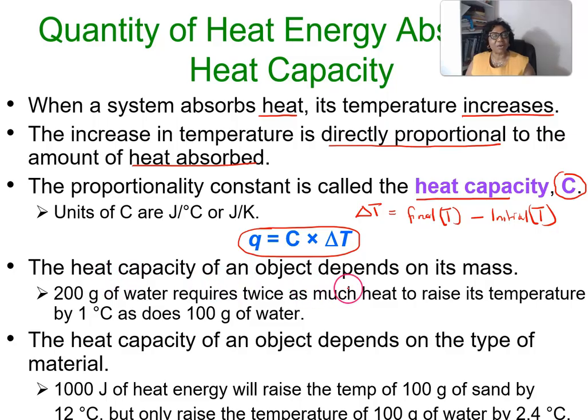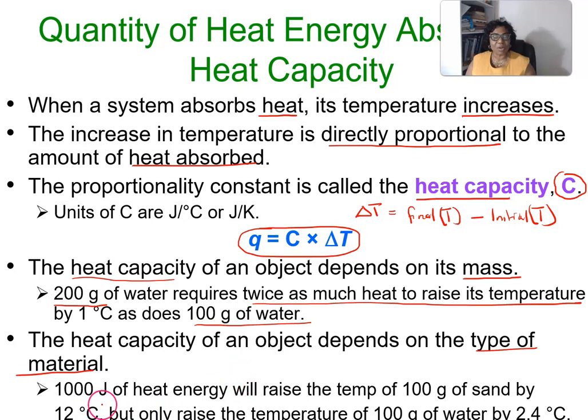The heat capacity of an object depends on its mass. So 200 grams of water requires twice as much heat to raise its temperature by 1 degree Celsius as does 100 grams of water. So the heat capacity itself also depends on the mass. And it also depends on the type of material.